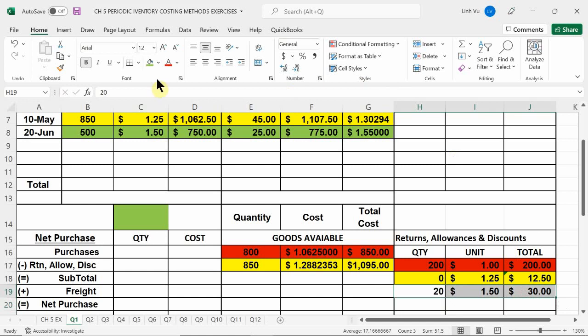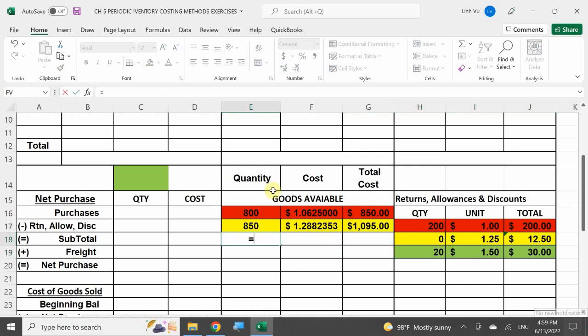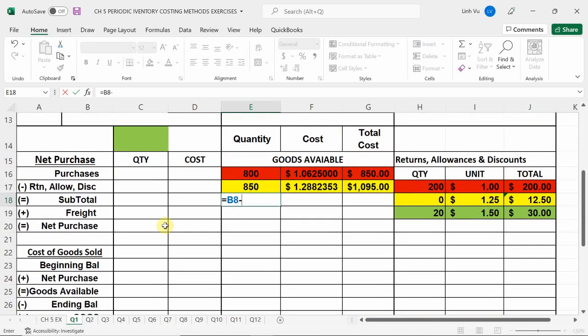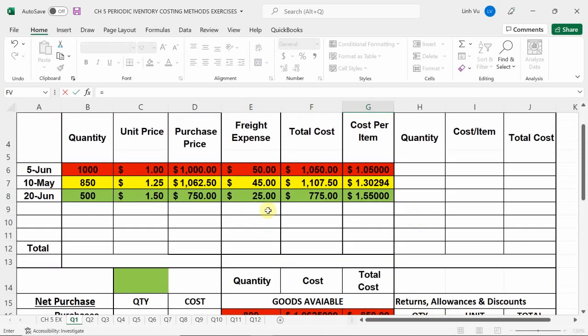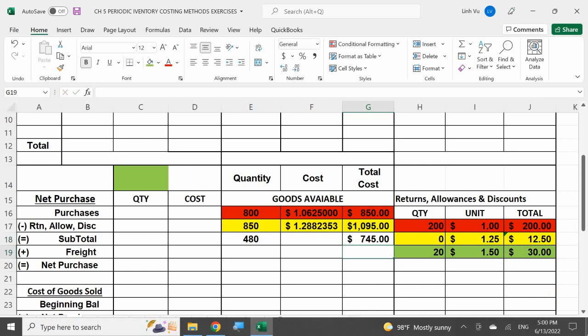Of course, I need to update my inventory, because now I no longer have 500 units. I end up returning 20 of them, so I should be left with 480. And of course, I'm going to get a new total cost, because I didn't pay $775. I got a $30 refund. Therefore, I'm at $745. So again, new cost, new quantity.